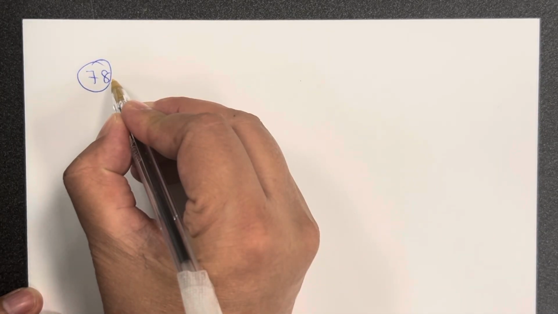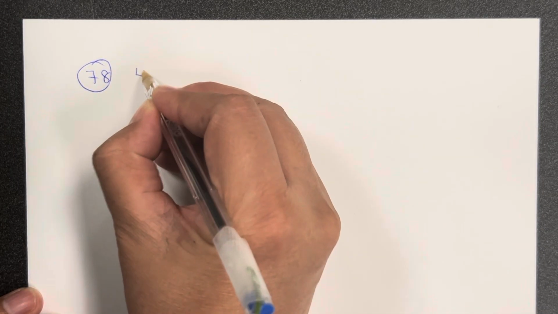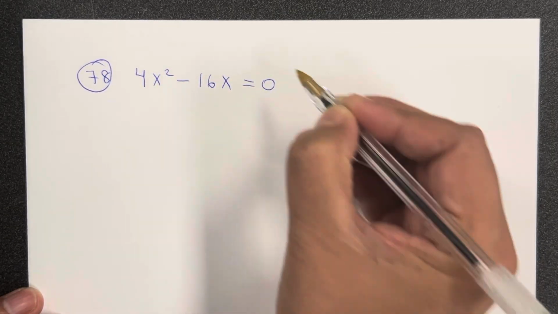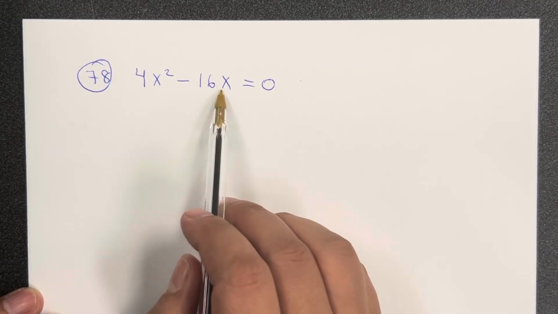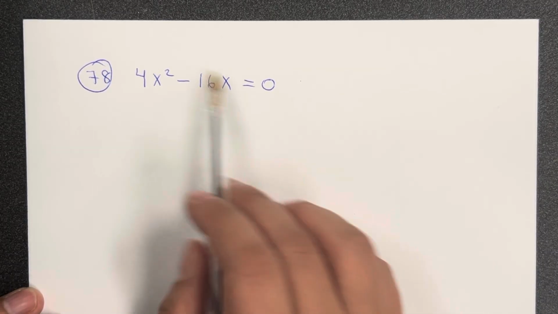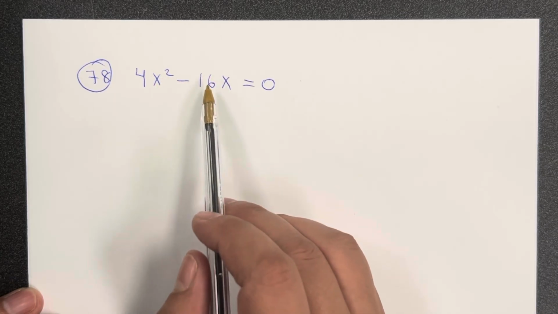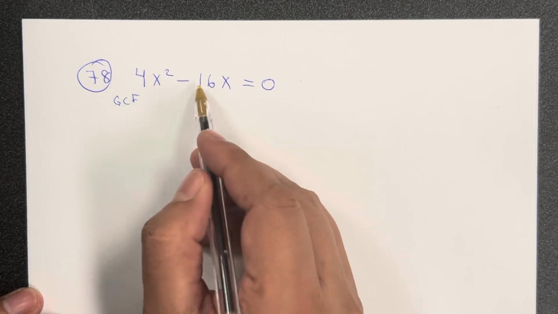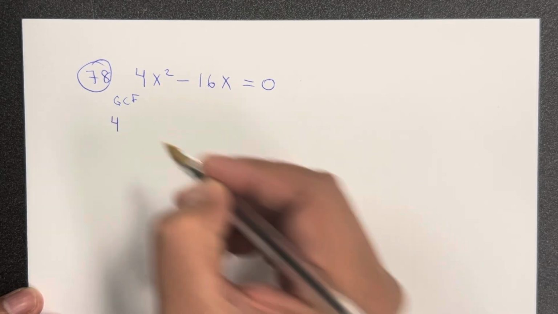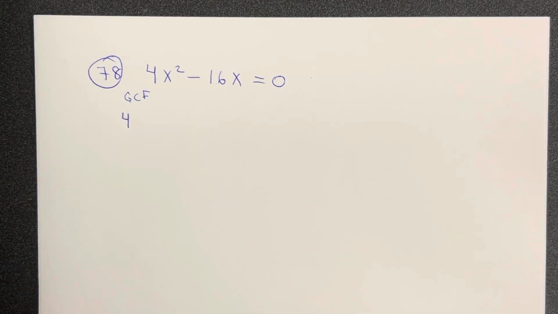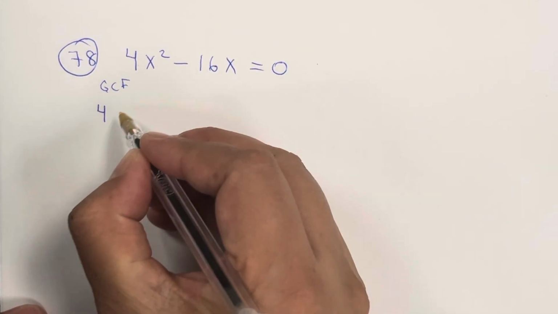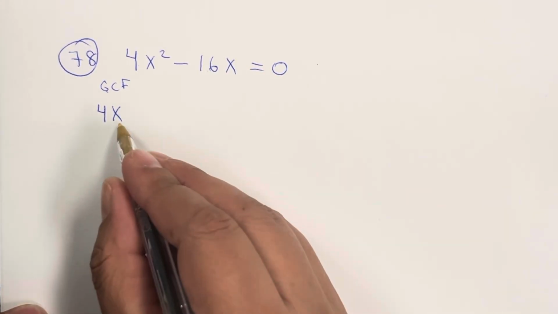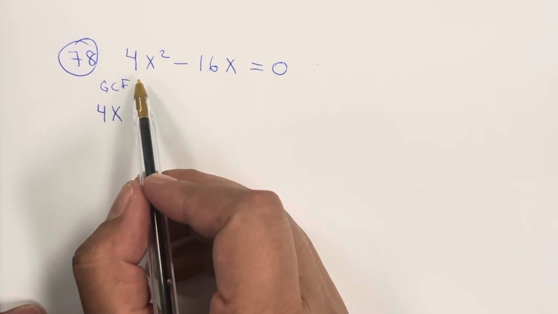But the first one I'm going to go over is 78, which says 4x squared minus 16x equals 0. Whenever we have only two terms, or a binomial, and both of them have an x, then we can look for the greatest common factor, GCF, and I noticed that for the numbers, the greatest common factor is 4. If we have x on both, then we include the one with the smallest exponent. That's part of the GCF. And then we start dividing.